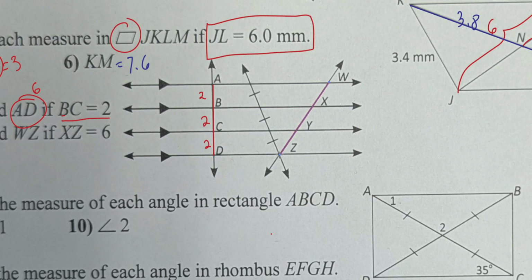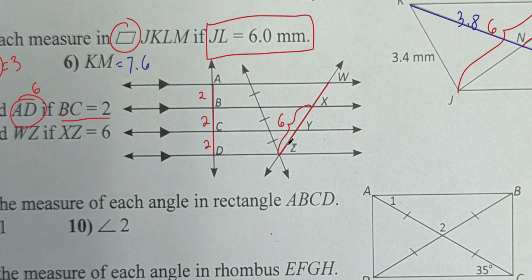WZ. So that's what we're trying to find, that length right there. What do they tell you, though? They tell you XZ is 6. So that means from here to here is 6. And we've got to find the whole entire thing.